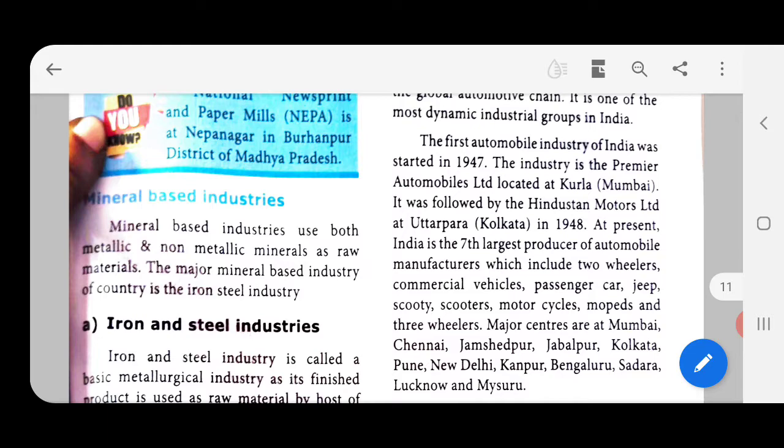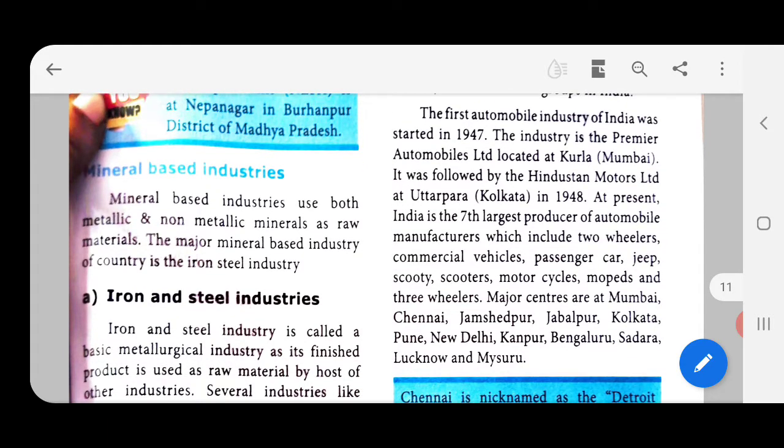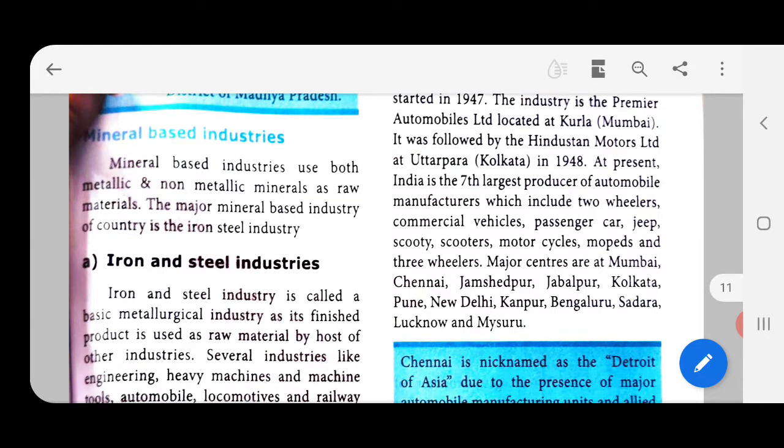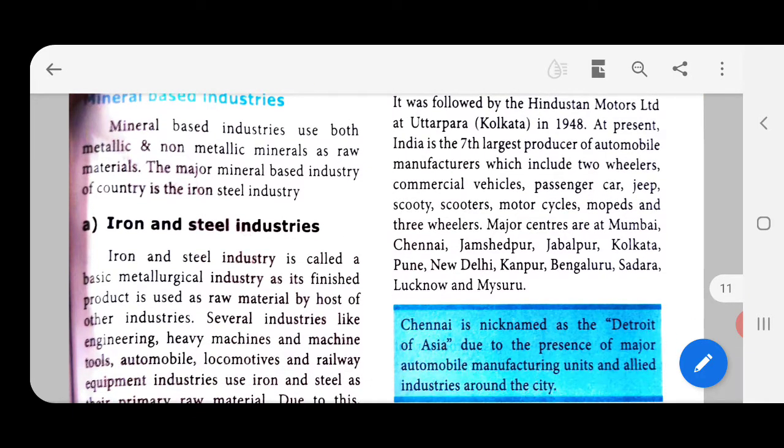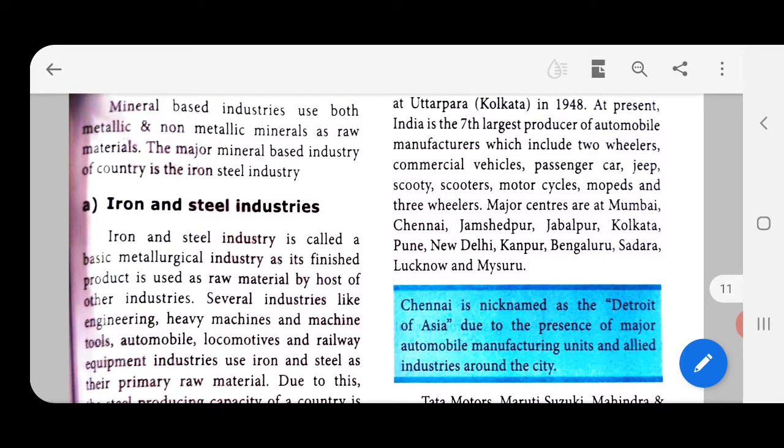The industry is the Premier Automobiles Limited, located at Kurla, which is in Mumbai. It was followed by the Hindustan Motors Limited at Uttarpara, which is in Kolkata in 1948. At present, India is the 7th largest producer of automobiles, which includes two-wheelers, commercial vehicles. Commercial means money, okay. Passenger cars, jeeps, scooters, motorcycles, mopeds and three-wheelers. So, these are all automobiles.